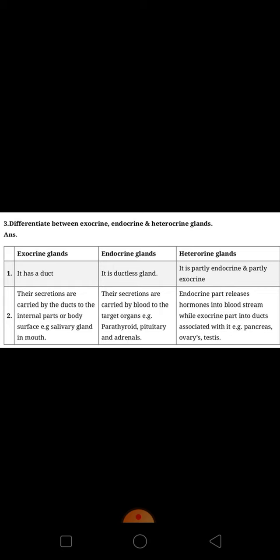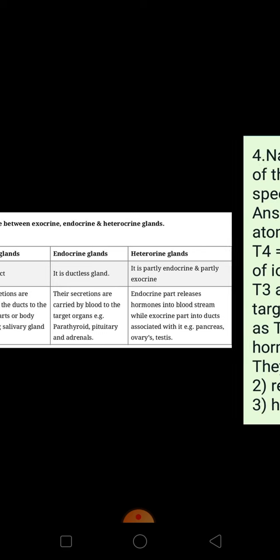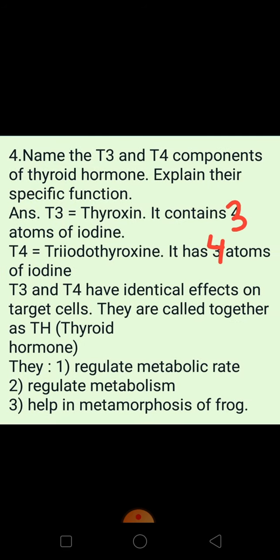Now heterocrine glands, the endocrine part of the heterocrine glands releases the hormone into the bloodstream, while the exocrine part releases into the ducts. Examples are pancreas, ovaries, testes. These glands act as both endocrine and exocrine. Now, moving to question number 4.